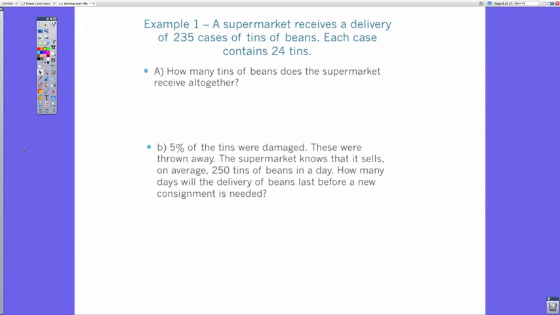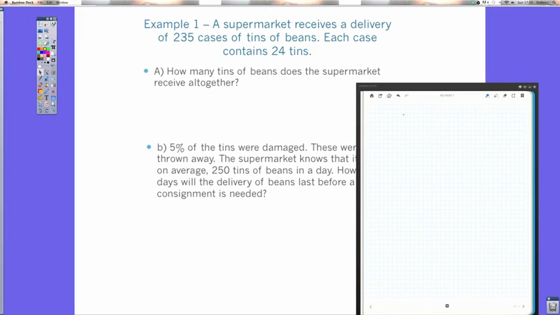Okay, so have a read through this next question and then I will go through the answer. So this question says, a supermarket receives a delivery of 235 cases of tins of beans. Each case contains 24 tins. How many tins of beans does the supermarket receive altogether? Okay, so we're going to have to multiply the number of cases by the amount in each case.